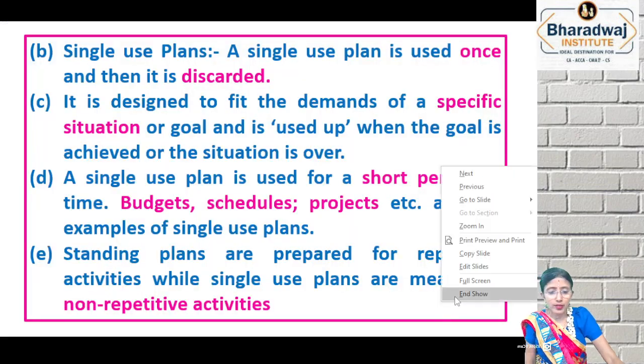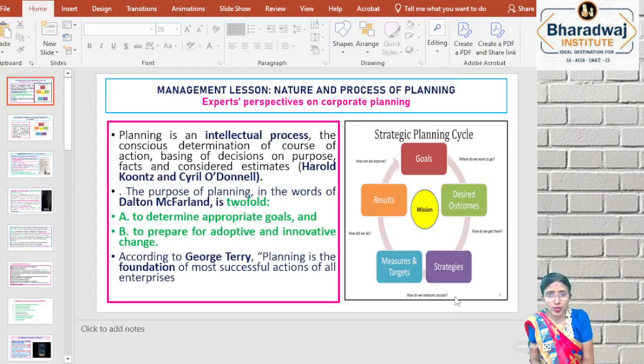Are you clear? Yes. Till planning, are you clear? Yes. So we have done Taylor, Fayol, nature and scope of management, and nature and process of planning. Clear? Okay. So we'll take a breakfast break now. And when are you expected back? Tell me. When you come back, we will do organizing extensively and staffing.